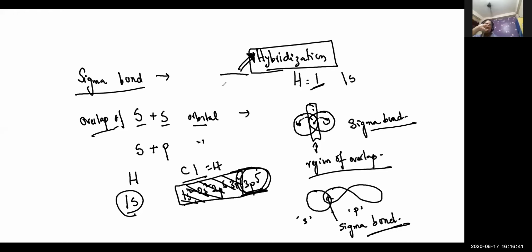Sir, does sigma bond only occur between carbon and carbon? No, any. We are taking hydrogen chloride.